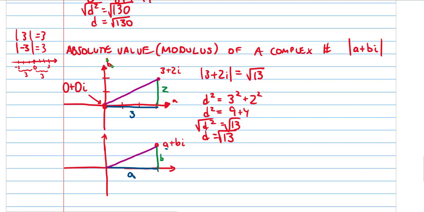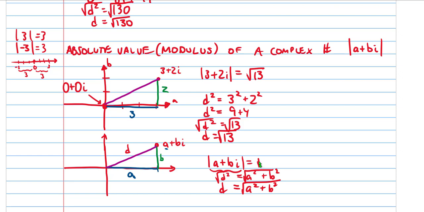So what we should be able to see is that the absolute value of a plus bi, which again is simply the distance from the origin, let's call this d for distance, d squared is going to be a squared plus b squared. And in order to solve for d itself, we just square root both sides, and we get that d equals the square root of a squared plus b squared, and there is the formula. We know that if we want to find the absolute value of any complex number, we can just find the square root of this number squared plus this number squared.